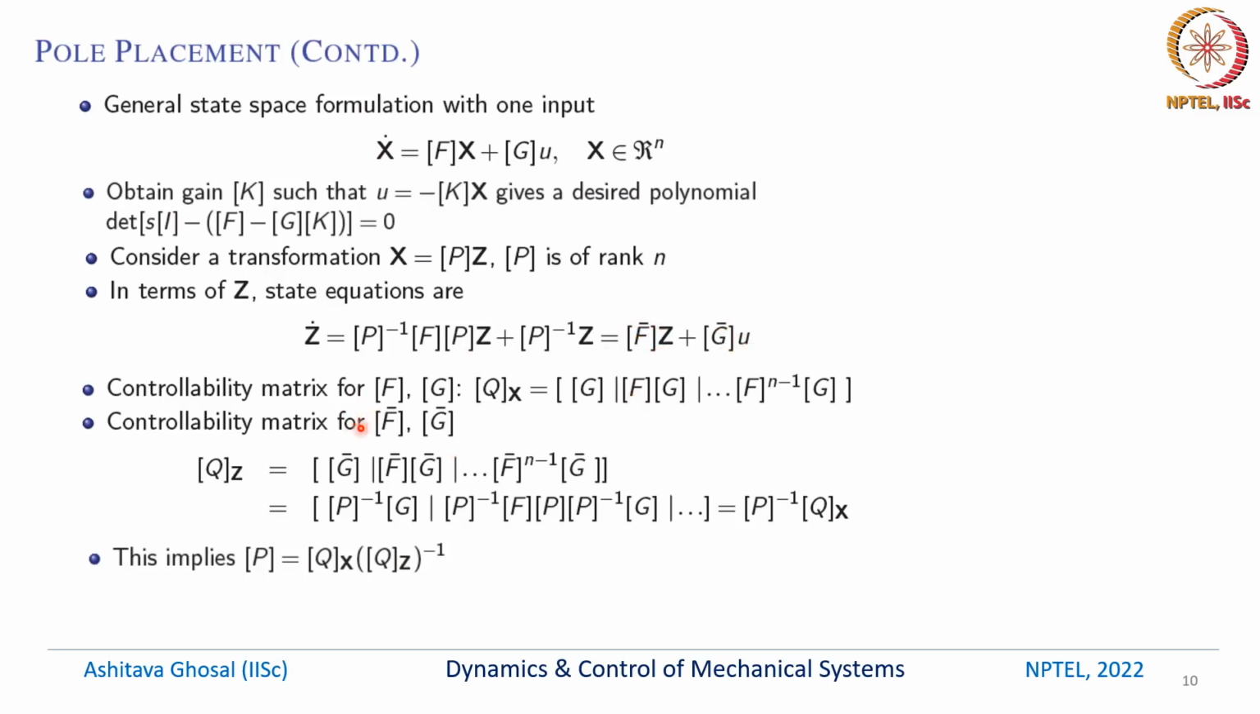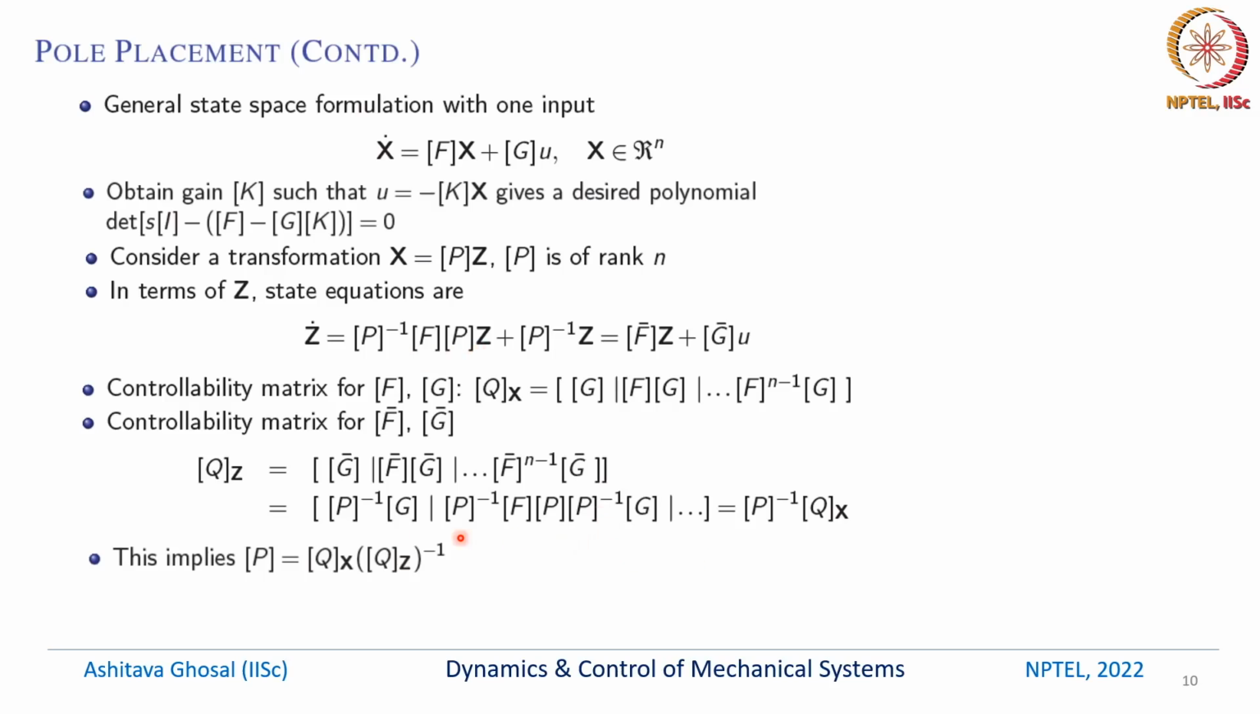The controllability matrix for F and G, which is Qx, is G, FG, up to F to the power n minus 1 G, all these column vectors. The controllability matrix for F bar and G bar can be similarly written as G bar, F bar G bar, and so on up to F bar to the power n minus 1 into G bar. And we can rewrite G bar. So what is G bar? It is P inverse G. Okay, so G bar is P inverse G, F bar is P inverse F P, and so on.